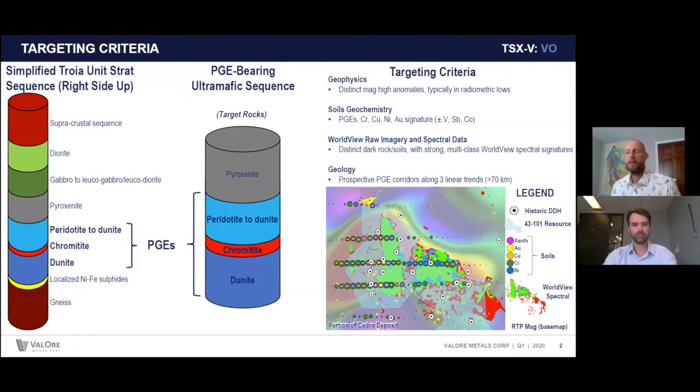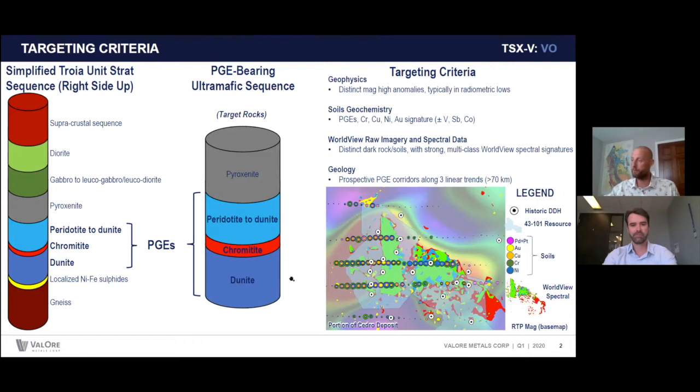So the targeting criteria. Now, on the left, you see a simplified stratigraphic sequence of what's called the TRAPIA unit. That is an Archean mafic to ultramafic unit that has been subjected to regional scale left lateral shearing, and that's created this large sigmoidal almond-shaped structure that essentially hosts these dismembered lozenges of ultramafics.